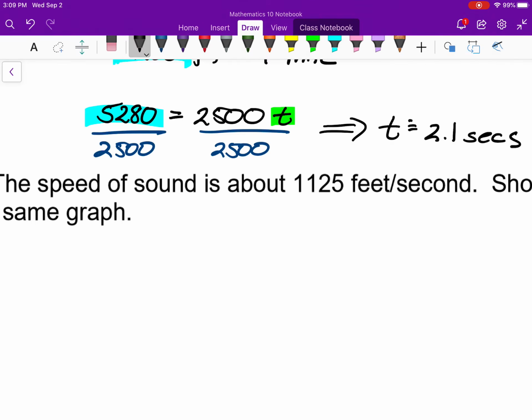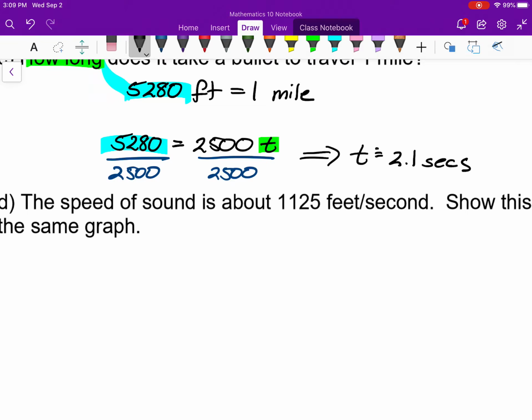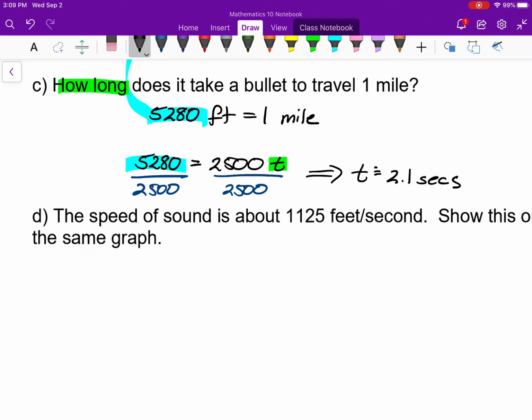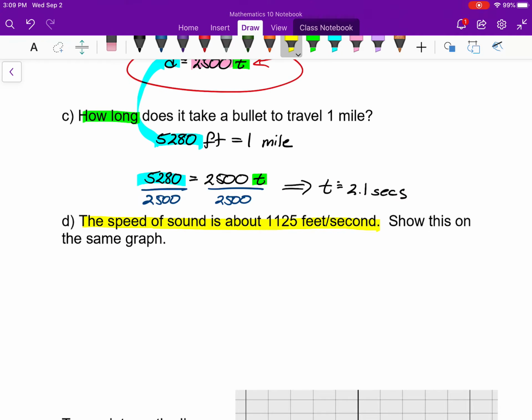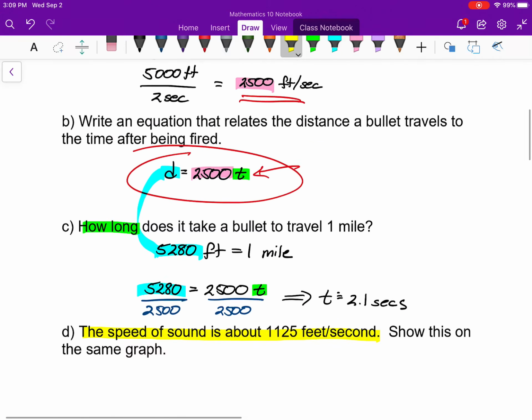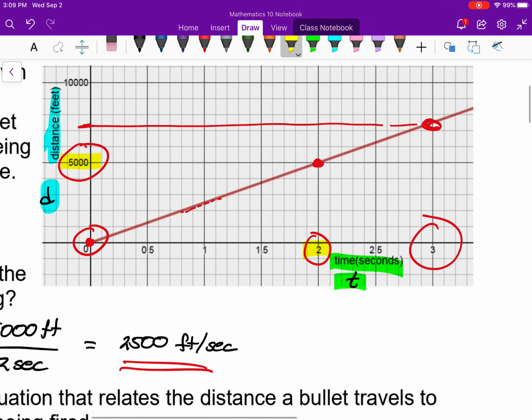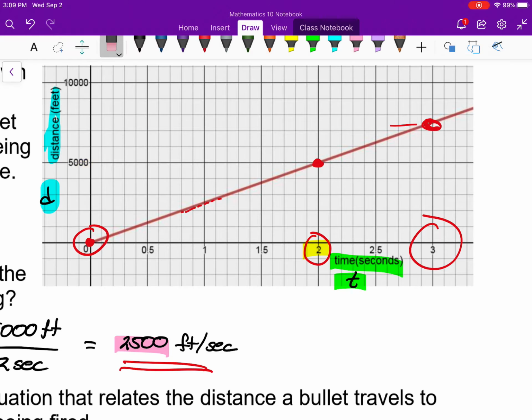All right. Last part for this question. The speed of sound is 1,125 feet per second. All right, so notice I can see already the speed of sound is less than the speed of a bullet. So how could I show that statement? The speed of sound is 1,125 feet per second. How can I show that on that same graph? Well, let's look up the graph. Let's think what this graph is showing. And let me clean this up a bit.